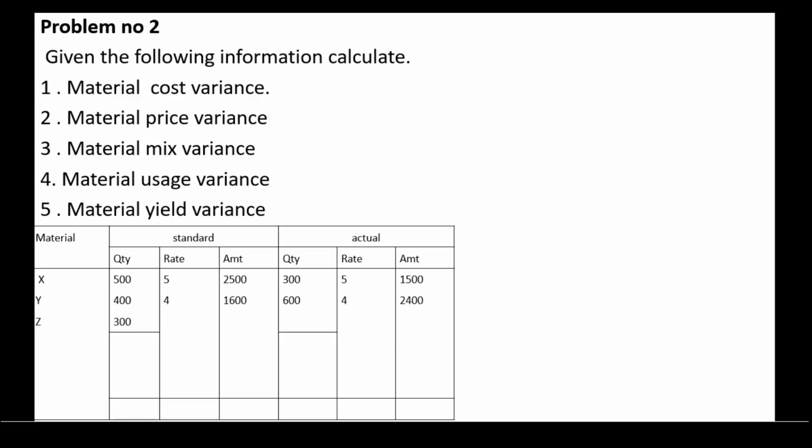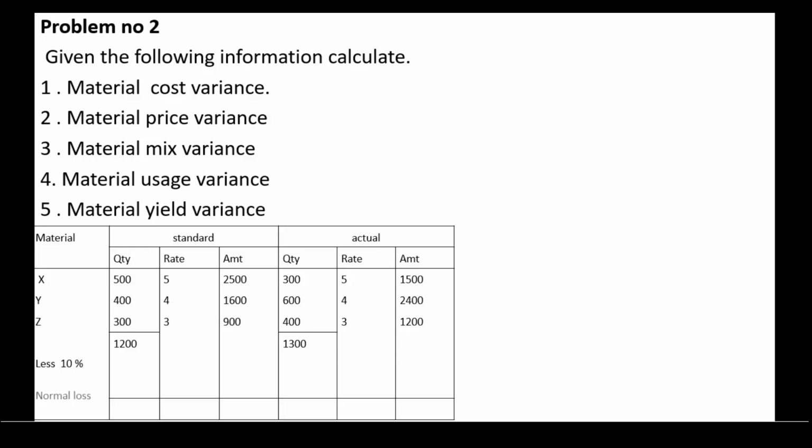And the next one, material Z: standard quantity 300, standard rate 3, standard amount 900, actual quantity 400, actual rate 3, actual amount 1200. So now the total standard quantity is 1200, total actual quantity 1300.